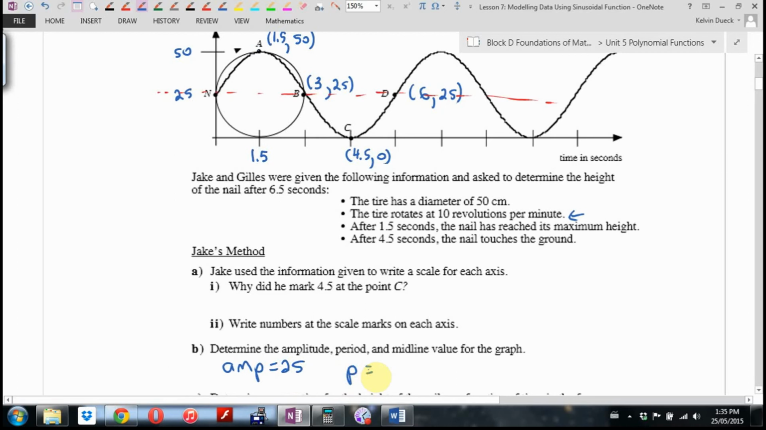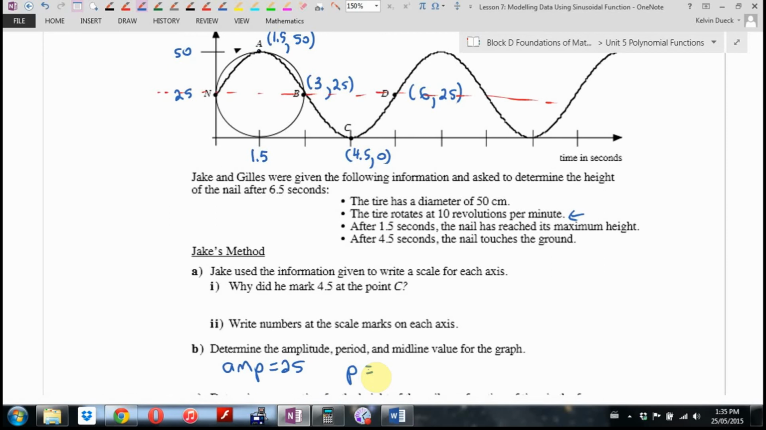What did you tell me the period was? How long to go around? By the way, when you're talking about a circle, the amplitude will always be the radius, because the diameter is 50 from the middle up and from the middle down. Isn't that the definition of a radius?